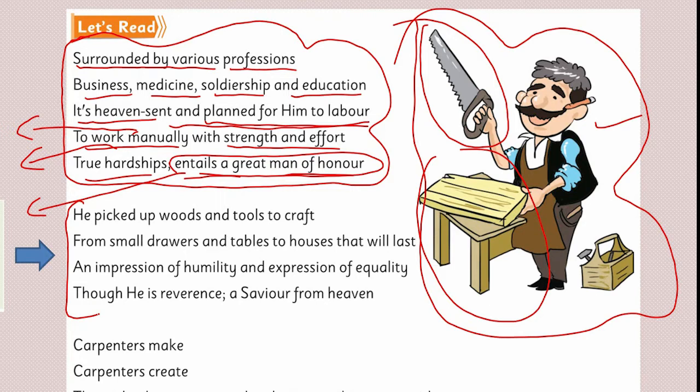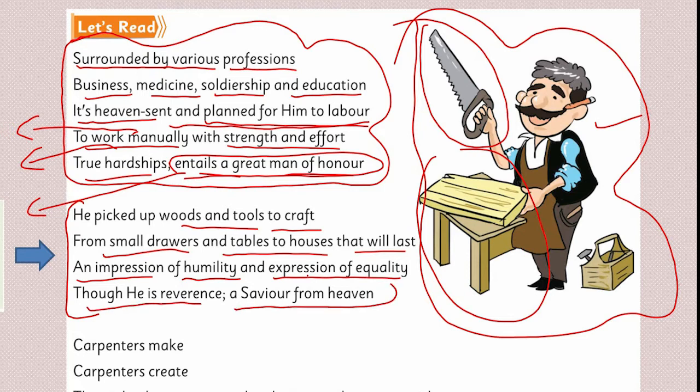He picked up woods and tools to craft, for small drawers and tables to houses, that will last, an impression of humility and expression of equality. Though he is a reverence, a savior from heaven. He picked the woods and tools to craft and create things with his mind, he has this ability to create things out of wood. Tables, drawers, sofa, chairs, cupboards.